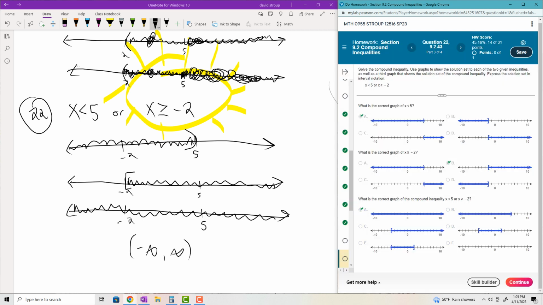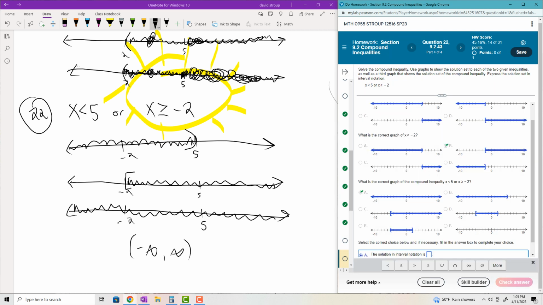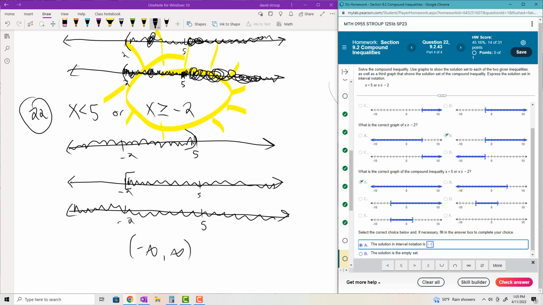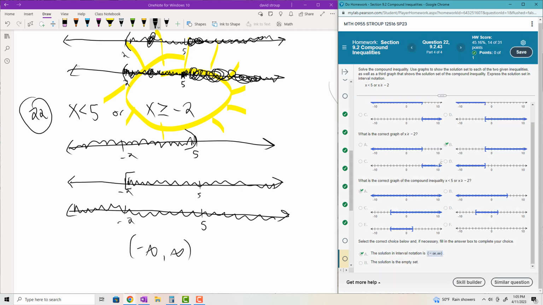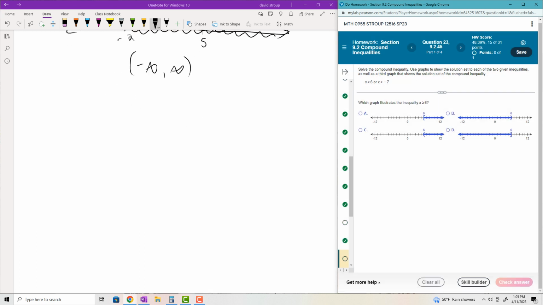That's our A. And of course, to put that in interval notation, it's negative infinity, comma, infinity. Always use parentheses with infinity symbols. And yay. Okay.